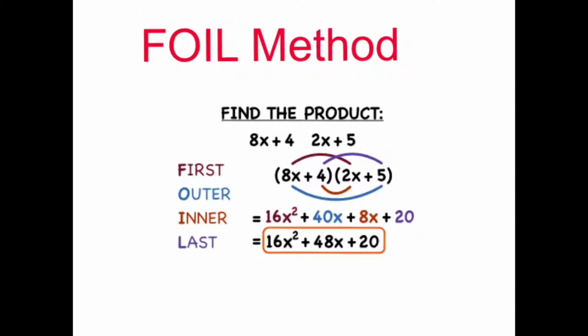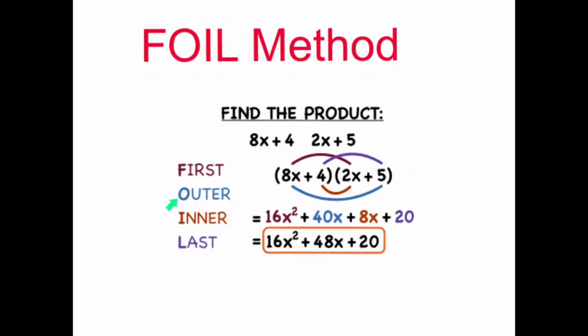The FOIL method. This method is what we will be using to work out the product of two binomials. So, each letter stands for a different thing. The F stands for first, the O stands for outer, the I stands for inner, and the L stands for last. So we take the first term of each bracket, which is in this case 8x, and we times it by 2x, which will give us 16x squared.